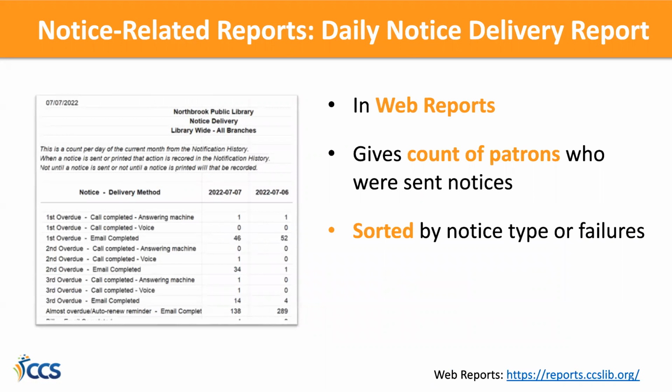We also have several notice-related reports and web reports, which are compiled by CCS. So one of those is the daily notice delivery report. This report just gives a daily count of the number of patrons sent notices by your library, and it also gives a count of failures. So it covers all notice types, but it does not list the patrons individually. And one thing here, because texts start out as emails, we're unable to separate email and text counts. So both notice types are counted as emails.